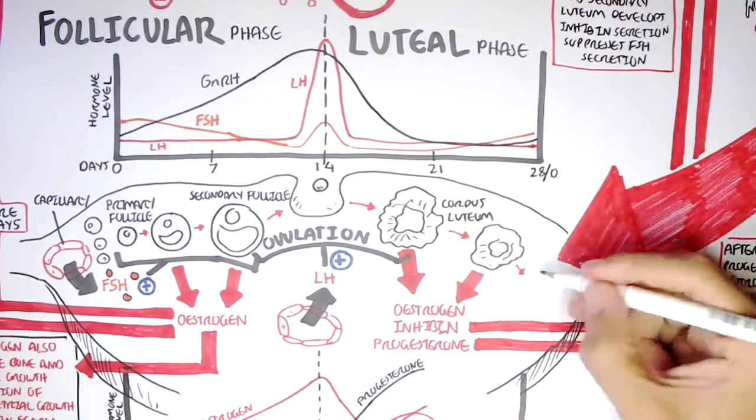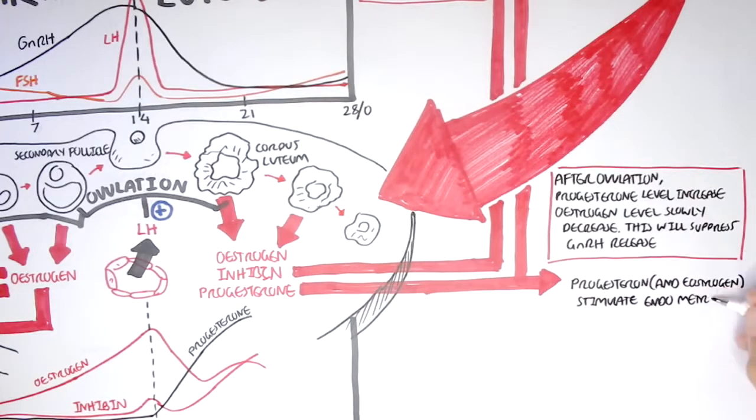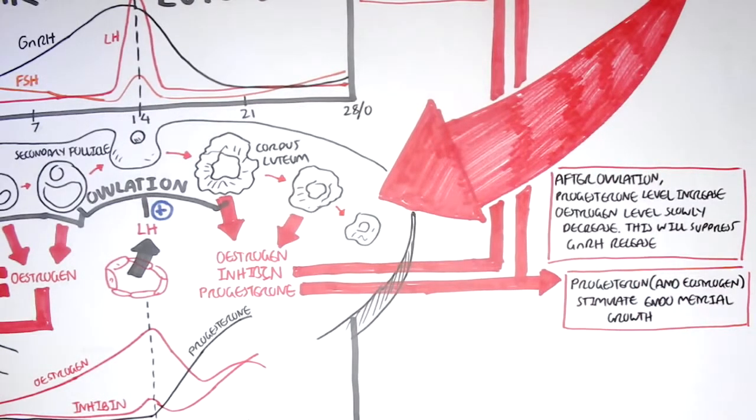But the main effect of progesterone is that it will stimulate endometrial growth. The endometrial lining is the lining of the uterus, which will shed each month, and the endometrium is where the egg will implant if it's fertilized by sperm. Okay, let's just say there was no fertilization because this is just a normal menstrual cycle. And of course, all good things have to come to an end. The corpus luteum in the ovary will degenerate, allowing a new set of follicles to mature.